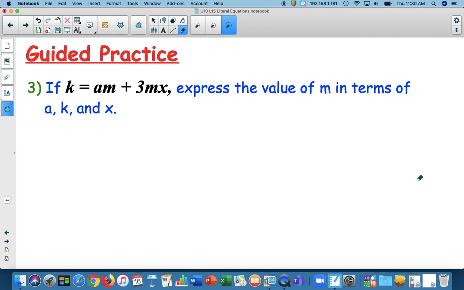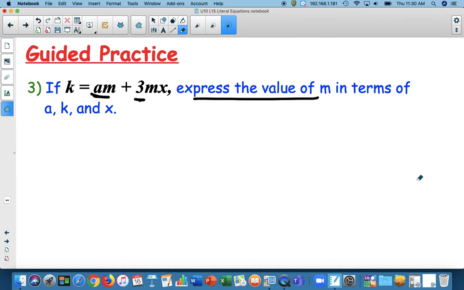So now I have k is equal to a m plus 3 m x, and they want to express the value of m in terms of a, k, and x. So they want you to solve for m. That's what they're asking for, solve for m. Now we have a little issue here. And the issue is that I see two m's, right? I have an m right here, and I have an m right here.